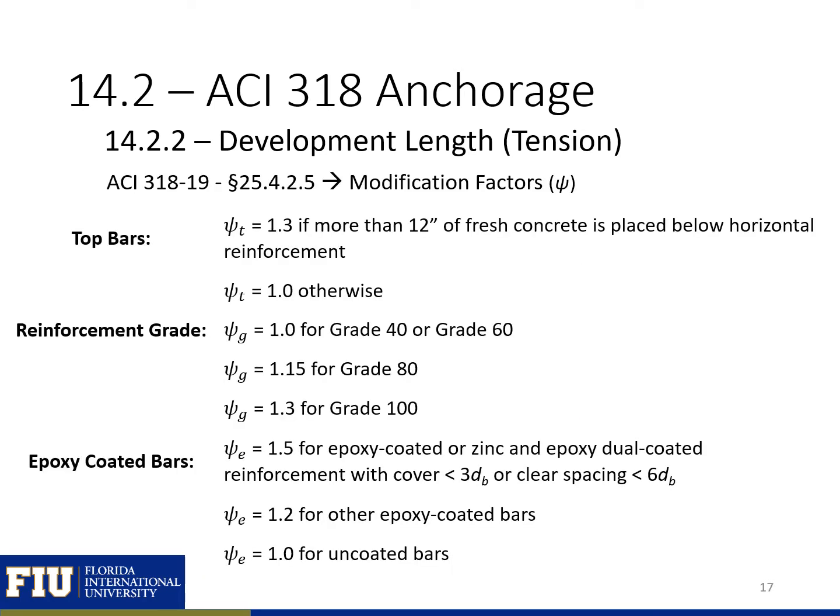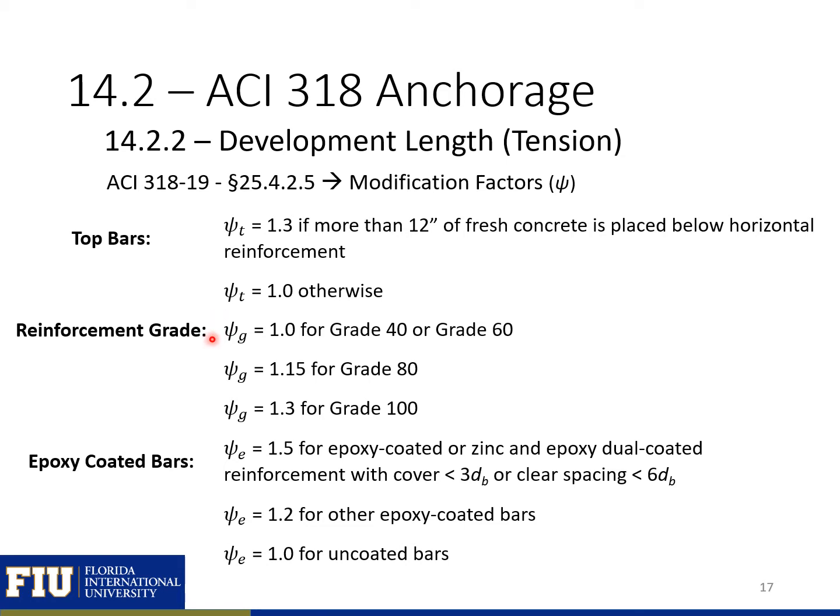On this slide, I'm showing you some of the modification factors for our development length equations in ACI. The first one is the top bar factor. If we have more than 12 inches of fresh concrete below the horizontal reinforcement, then it'll increase the development length. In this case, water rises during the initial curing, and it increases the development length of bars that are placed with more than 12 inches below. So that's our 1.3 there. Otherwise, we use a top bar modification factor of 1.0.